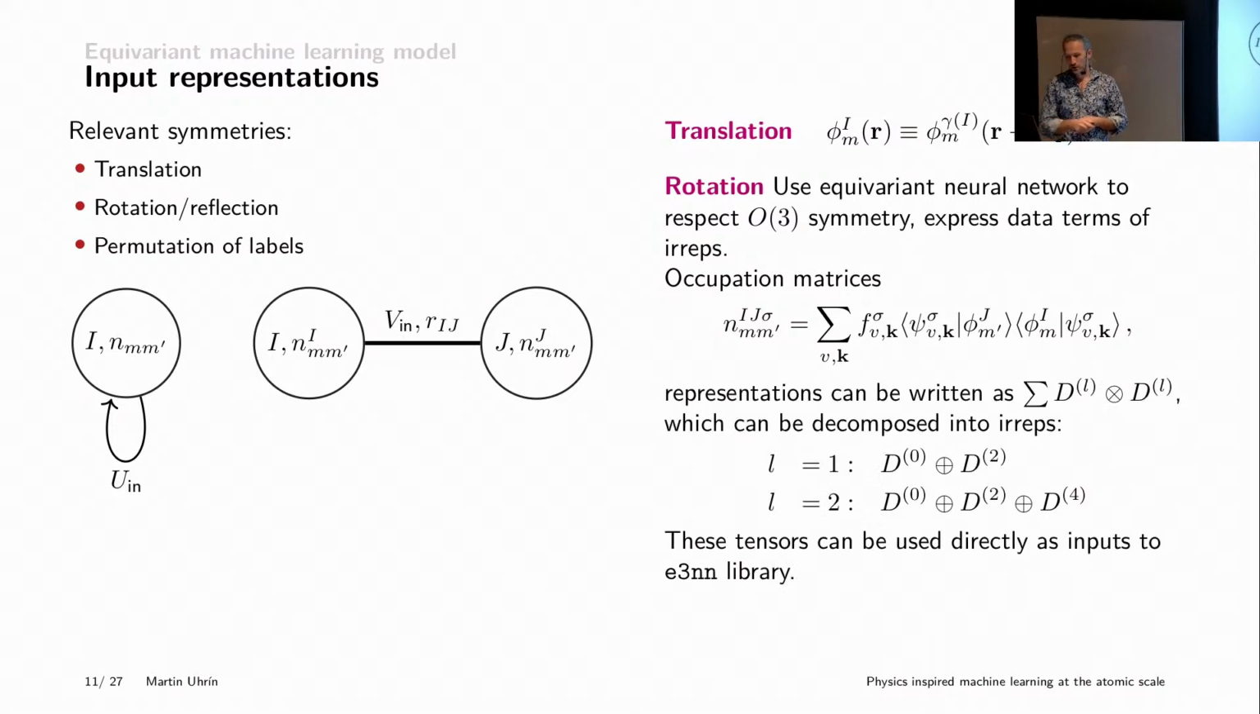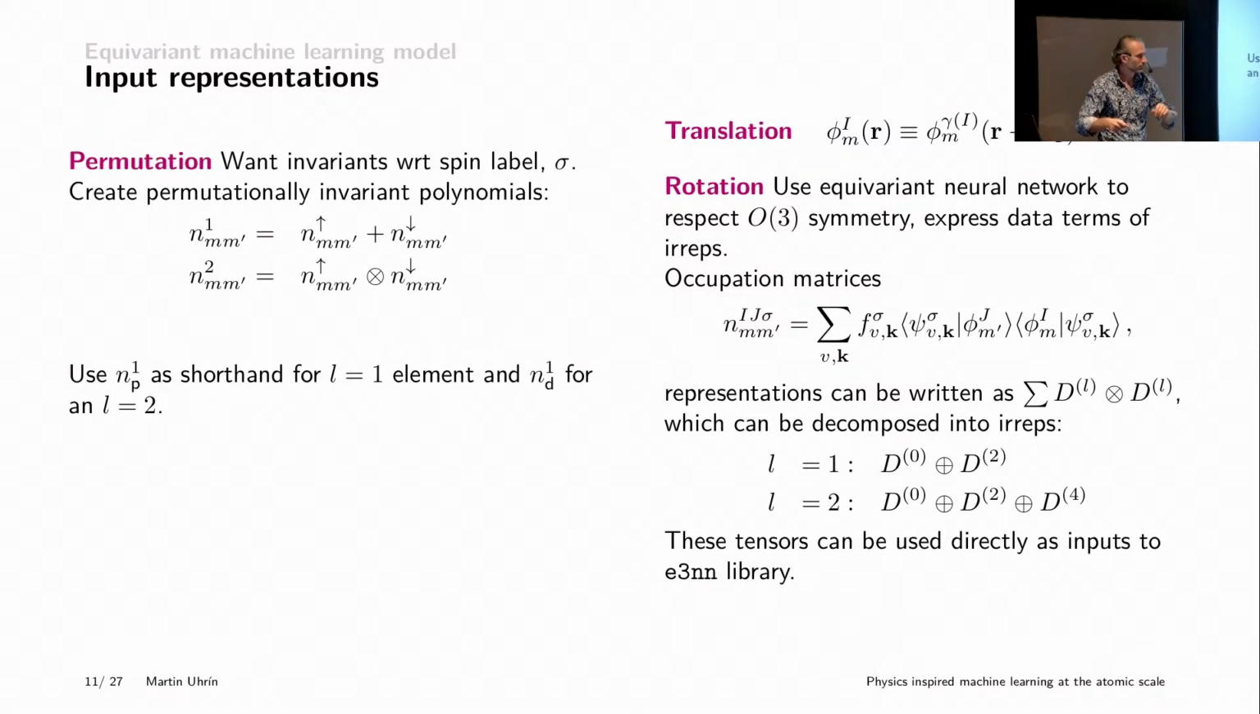So for the rotation, we can take these occupation matrices. This is just going to be a 3x3 or 5x5 matrix. We can decompose this into the irreducible representations, which would be a direct sum of, say, an L equals 0 part plus an L equals 1 plus an L equals 2, depending on whether it's a d or an f, this sequence of irreps. And we can feed that straight into the neural network library as the input. These are the descriptors, if you like.